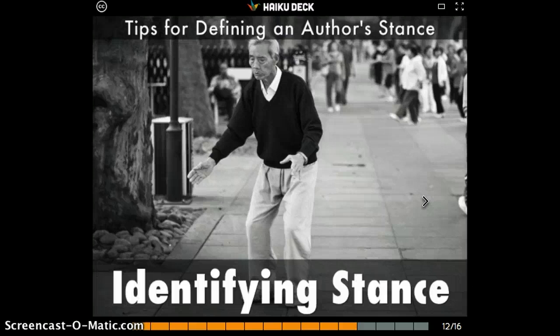So previously we talked about tone and purpose, and I want you to try and identify what the author's stance is in product placement and advergaming, because this will help you when you write your attribution sentence that lists not only the author's name and the article's title, but also the main idea, the main point that the author is trying to make.